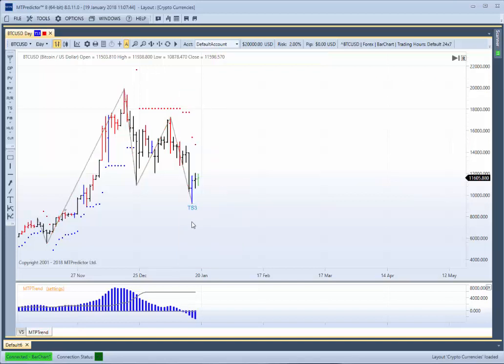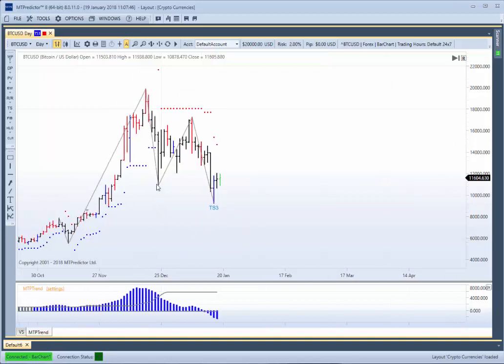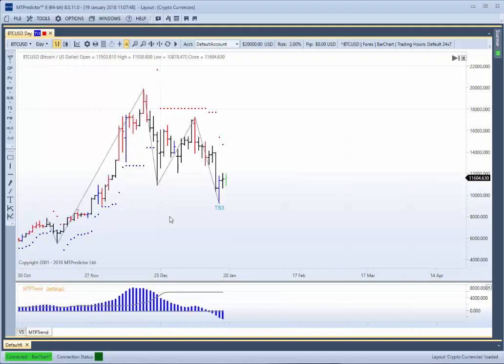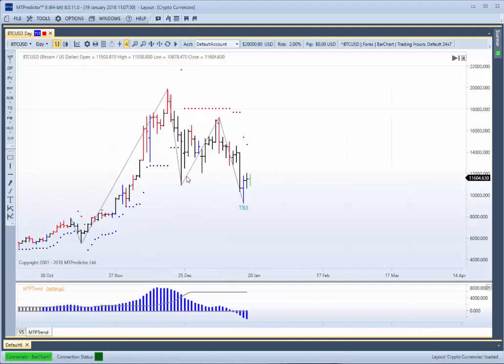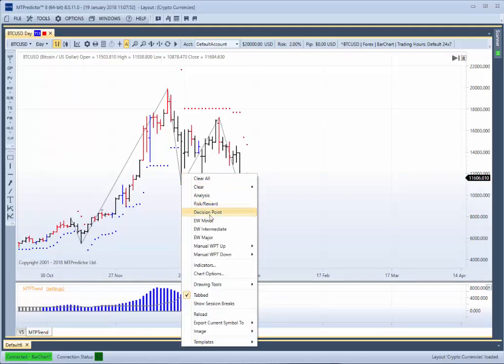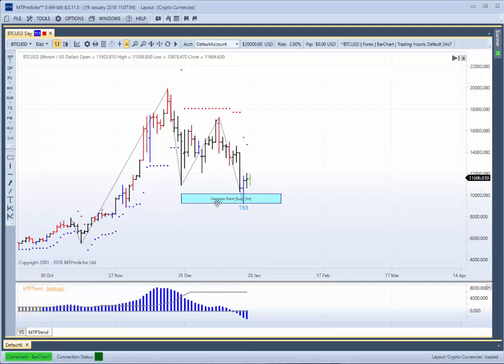So let's have a look at some other time frames. Remind you that we can use all our normal tools in MTPredictor. So I'm just going to do a right mouse click off this low and do a decision point. Remember, these are leading indicators, so they would have been on the chart in advance. So as Bitcoin was declining down for the last week or so, this would be an area of support.